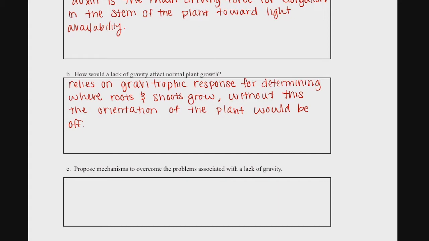C. Propose mechanisms to overcome the problems associated with lack of gravity. Plant orientation can also be affected by light. Like we said earlier, the reason why it responded to gravitropic responses was because during the time that a seed is planted, there is no light for it to respond to.